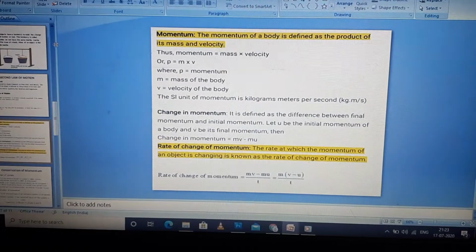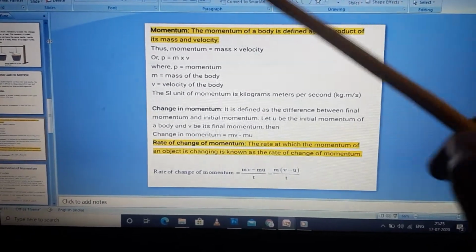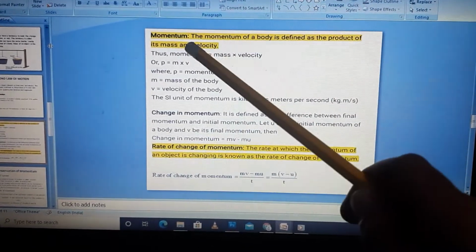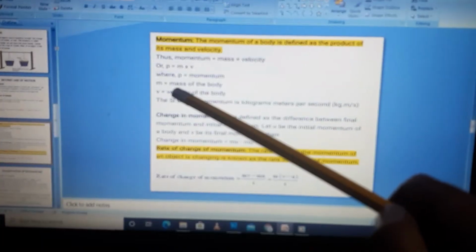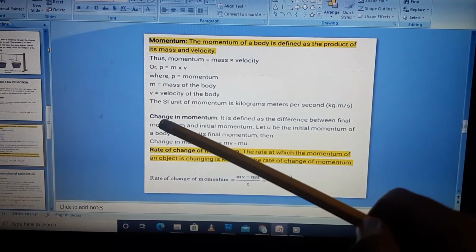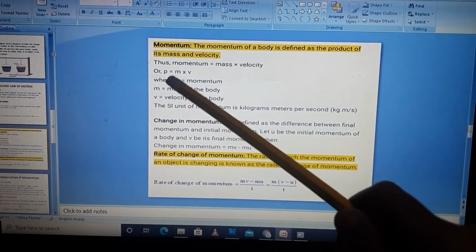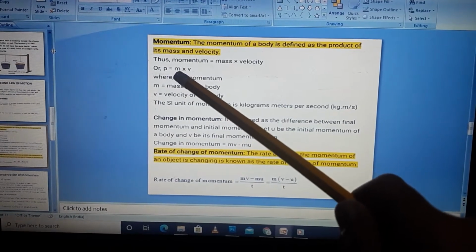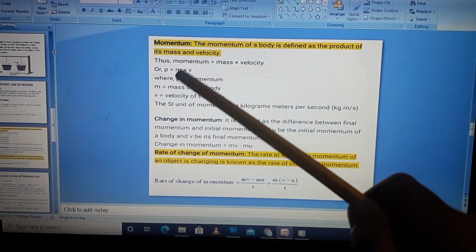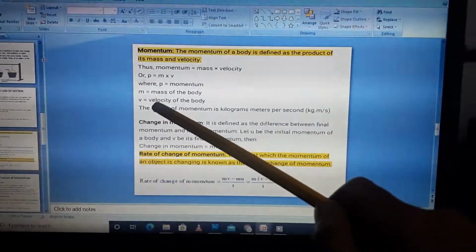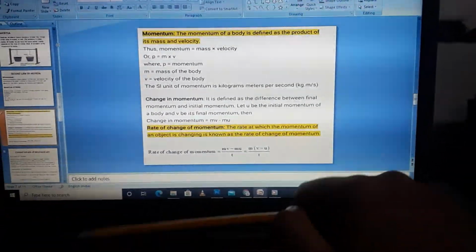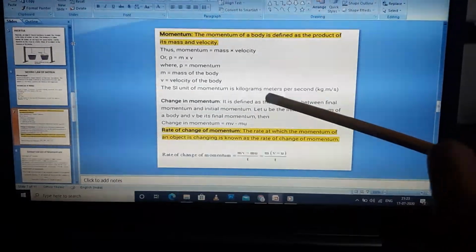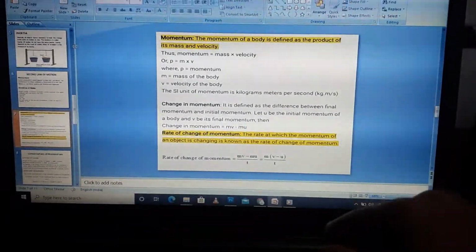So, what is momentum? Momentum is defined as the product of mass and velocity, and it is denoted by the symbol P. P is equal to m into v, where m is the mass of the body and v is the velocity of the body. The SI unit of momentum is kilogram meters per second.